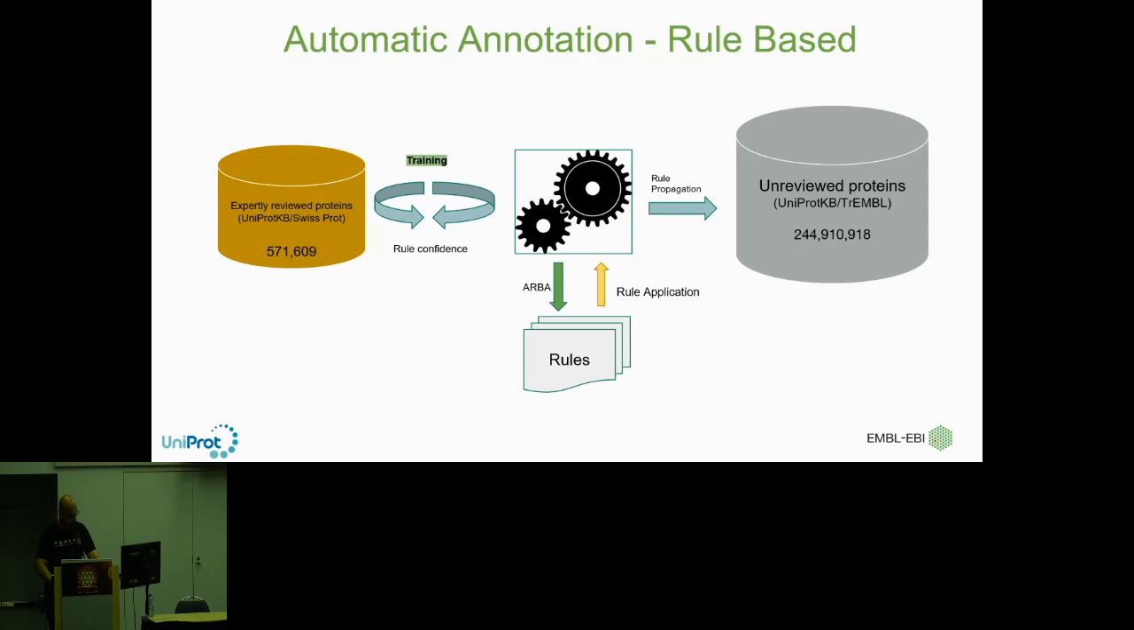Another rule system we have is called ARBA, which is a fully automatic rule-based system, where it learns from SwissProt on its own, it creates rules, and then follows the same process as UniRule. The thing I want to draw your attention to is rule confidence. So whenever a rule is formed, for ARBA, it needs to have 100% rule confidence, which means that if 100% of the templates on which the rule is made of all have the annotation, then only the rule will be applied.